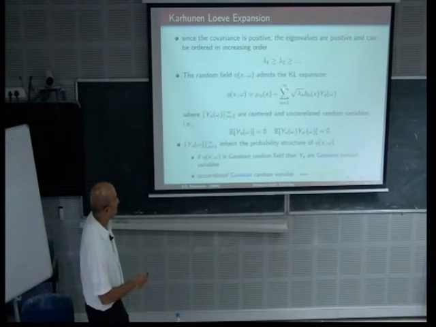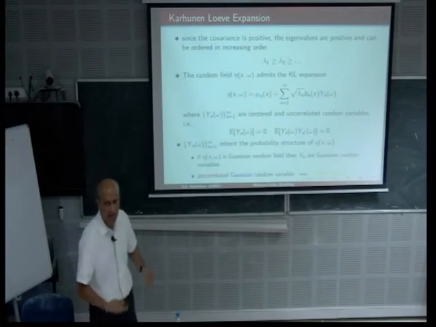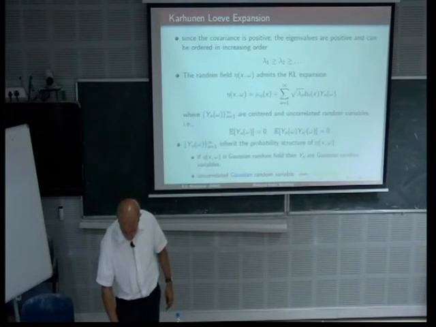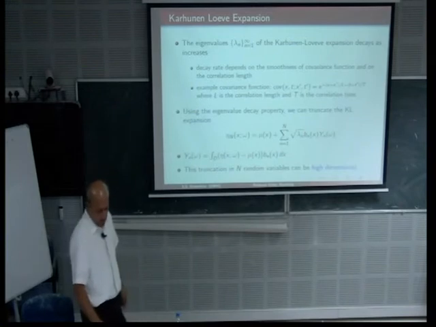Now for practical purposes, I'm going to truncate this expansion. This is up to infinity, so I replace this with N. So they are independent and N of them. That gives me a computational setting going. I have a finite number of independent random variables to work with.